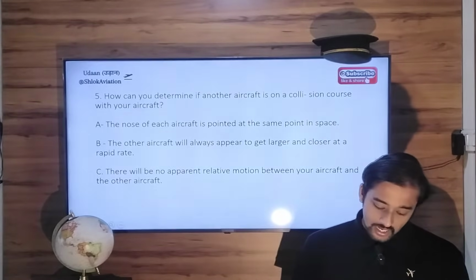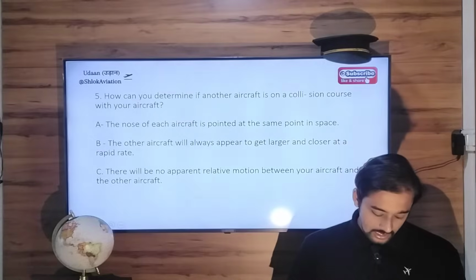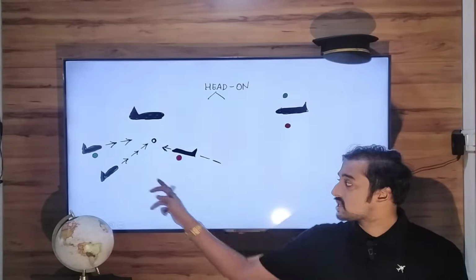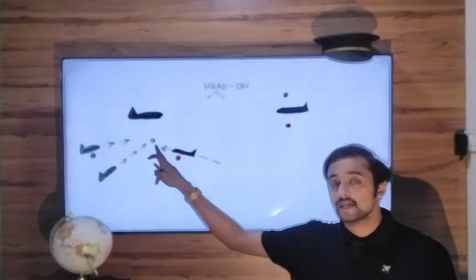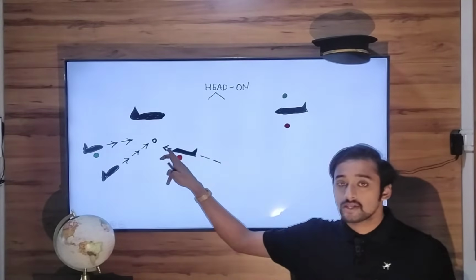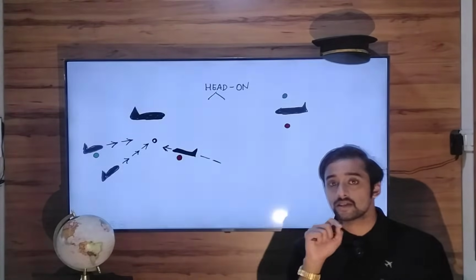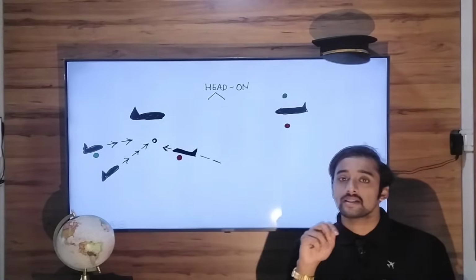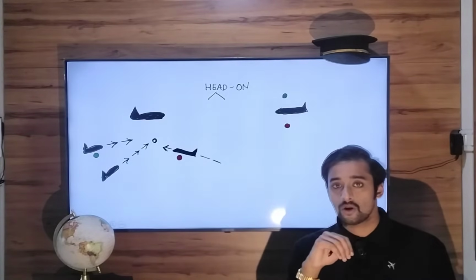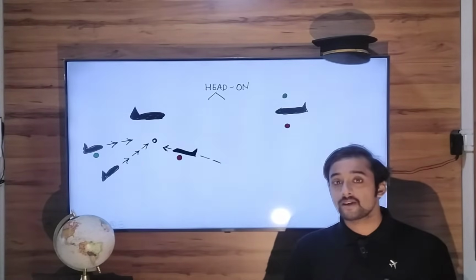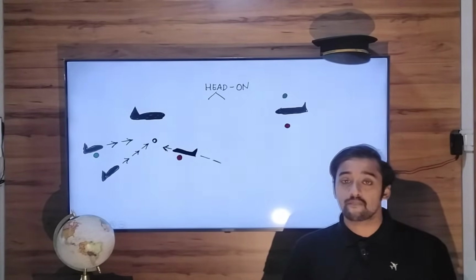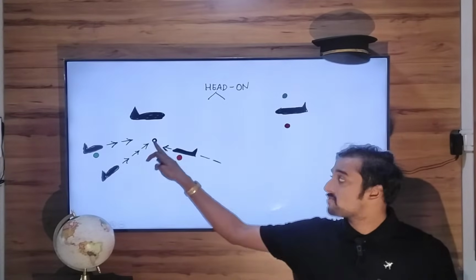So the nose of each aircraft is pointed at the same point in space. So this is the case. The nose of each aircraft is pointed at the same point in the airspace. So that means this is a hot spot, meaning there can be a collision course or a possibility of collision in such a scenario. And this happens frequently when two aircraft are approaching or converging at the VOR station.